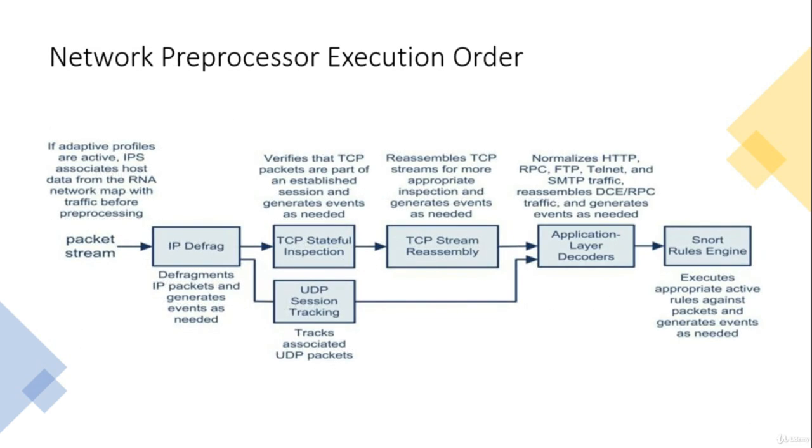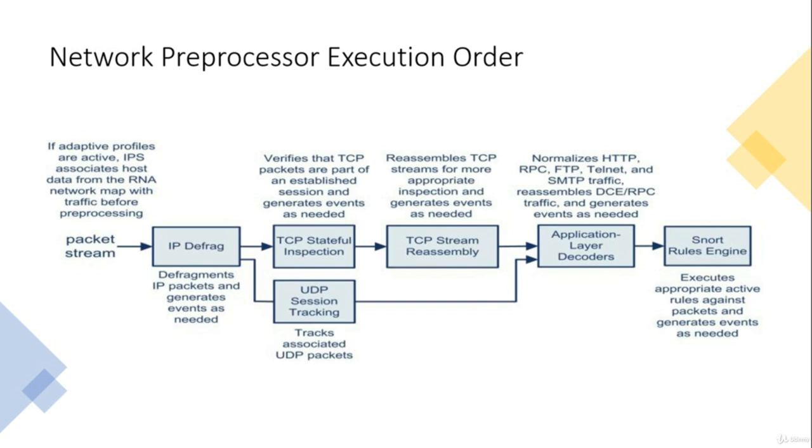This flowchart shows the flow of packets through the network preprocessor. The packet stream enters the IP defrag module, which defragments the IP packets and generates events as needed. Then the data goes into the TCP stateful inspection module or UDP session tracking module, depending on the protocol being used by the data. The TCP stateful inspection module verifies that TCP packets are part of an established session and generates events as needed. The UDP session tracking module also does the same for UDP traffic.